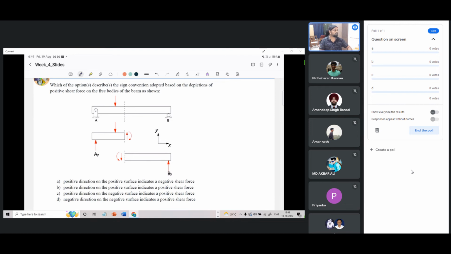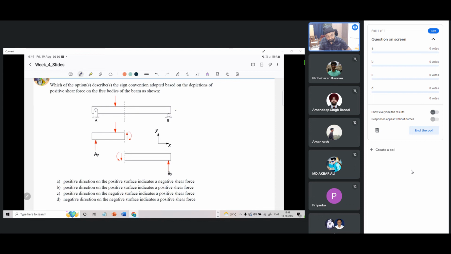So the poll is active. You can just see it on the right side of your screen. And the question is over here. Which of the following options, there could be more than one, describes the sign convention adopted based on the depictions of positive shear force on the free body shown.